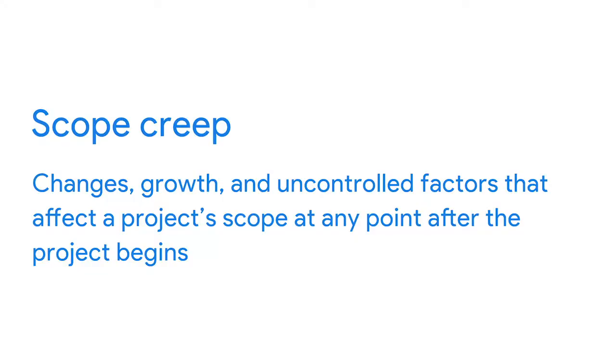As a reminder, scope creep refers to changes, growth, and uncontrolled factors that affect a project's scope at any point after the project begins. During these brainstorming sessions, you might find that your list of potential risks is quite long, and that's okay. It is a reality. You and your team cannot account for every single problem that can occur during your project. So how do you decide which risks to focus on?